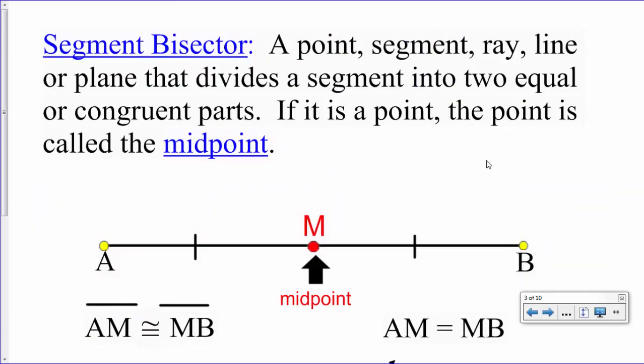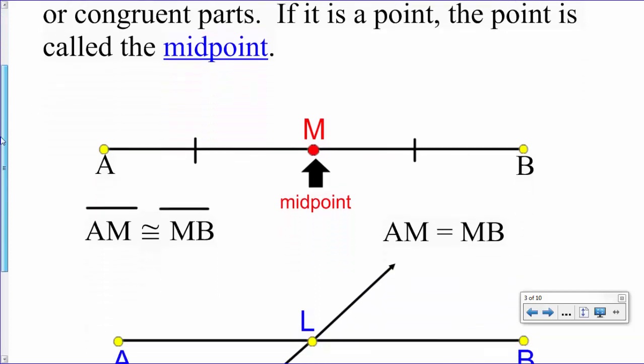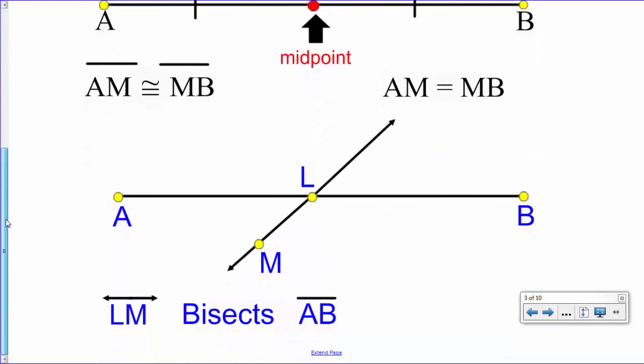A segment bisector can be a point, a segment, a ray, a line, or a plane that divides a segment into two equal or congruent parts. If it happens to be a point, the point is called the midpoint. An example here is the midpoint. Notice that we have two ways to write it. Either the segments are congruent using our congruent symbol, or we say that their measures are equal.